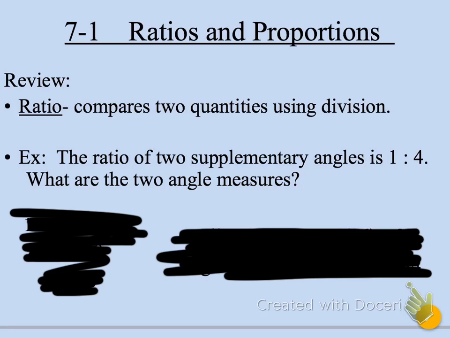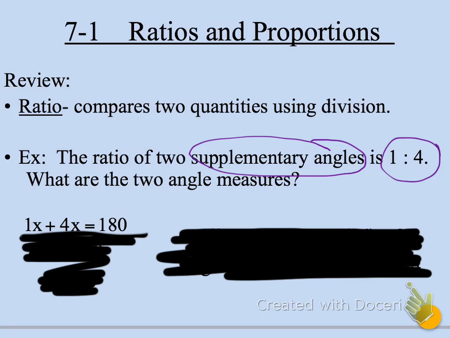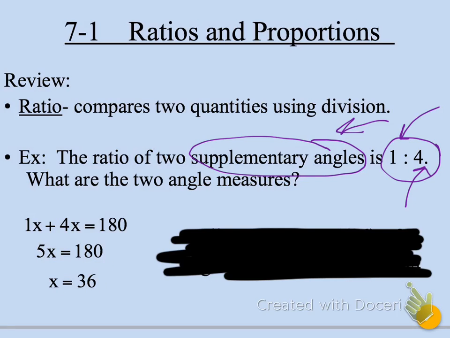So my big things here are 1 to 4 and supplementary angles. Supplementary angles always add to be 180. So when we're doing ratios and trying to write an equation to find it, we're going to have 1x, that simplifies my 1, and 4x, that simplifies my 4, and we're going to set it equal to 180. We're going to solve it to get x equal to 36.